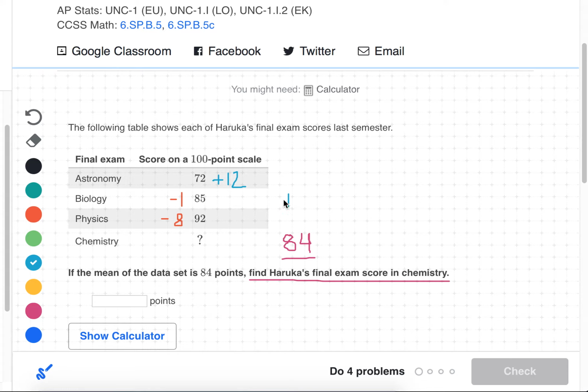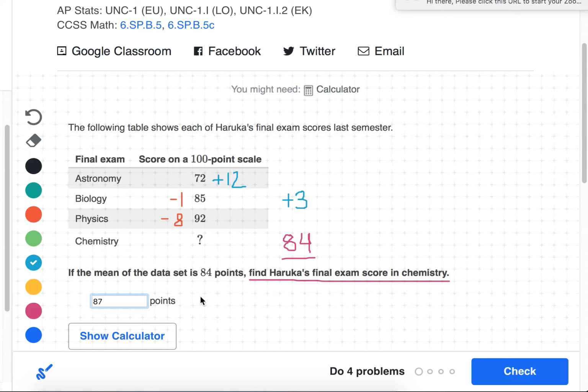Overall, she still needs to make up 3 points. She's pretty close to an 84, but she's 3 points away. So she needs to get an 87 on this chemistry test. If she gets an 87, those extra 3 points will make up for the 3 that she was short, and she'll have a final average of 84.